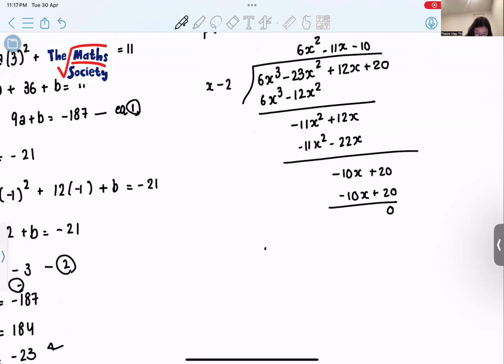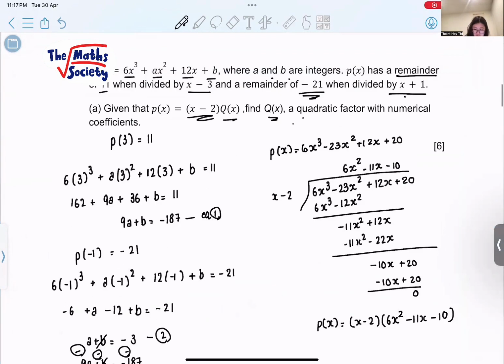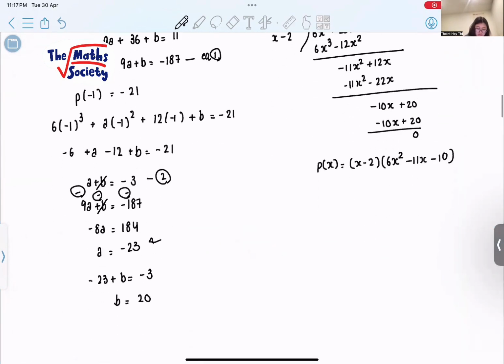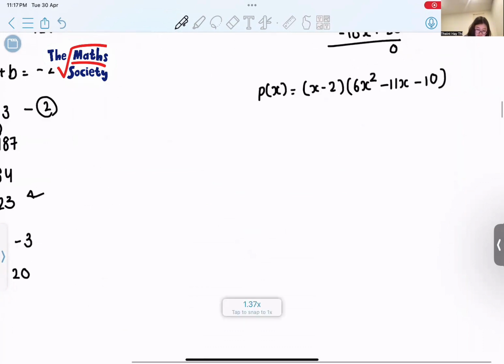So we find the quadratic. So it's going to be P of x equal to x minus 2, and then the quadratic, which is 6x squared minus 11x minus 10. Yep, so they just need to find q of x, and q of x is 6x squared minus 11x minus 10. So you just write q of x equals 6x squared minus 11x minus 10.